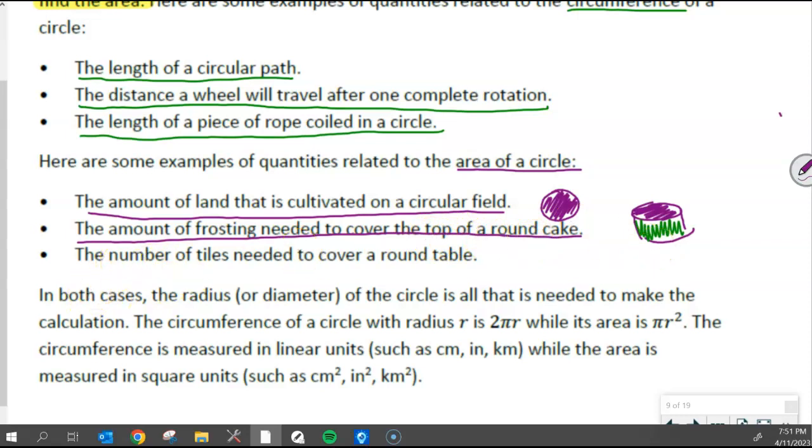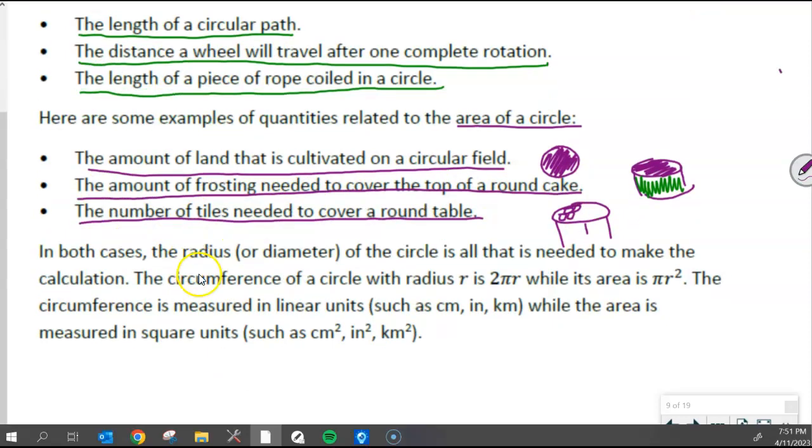The number of tiles that we would need to cover a round table. So again, not a great 3D artist here, but if I've got a round table, it's got some legs going on back there, and I want to cover that whole entire top with squares, I'm not just covering the edge, I'm covering the whole entire thing, so that turns that into an area problem. In both cases, the radius or the diameter is all that we need. And the reason it's the only thing that we need is because we remember that it takes 2 radii to make a diameter. So if I want to use radius, but I'm given a diameter, I can do that. I just have to manipulate that information.